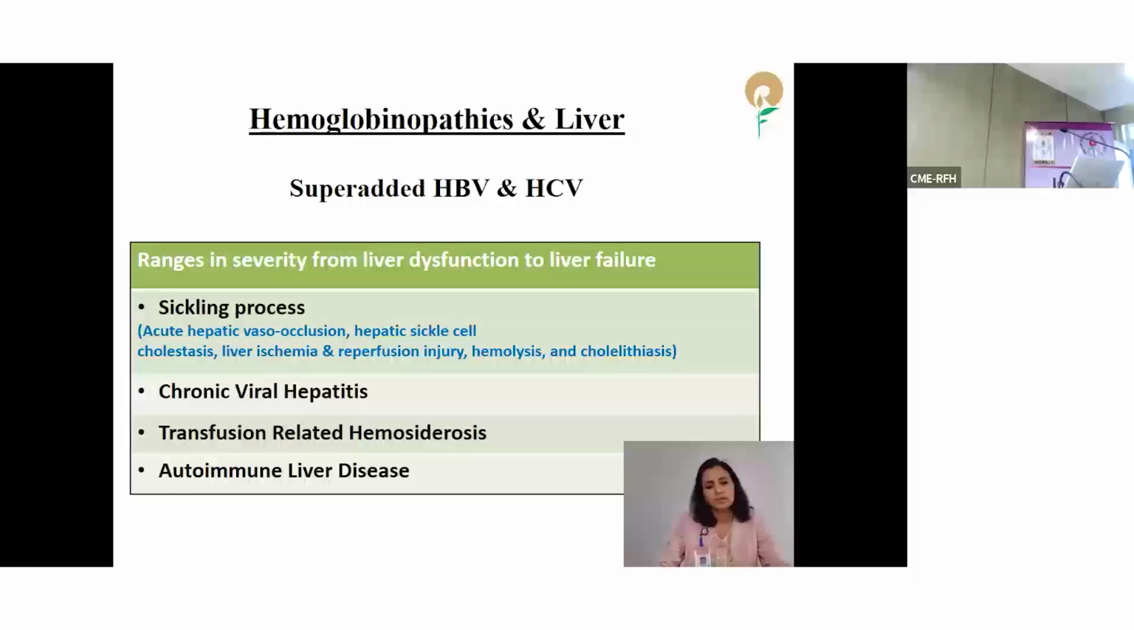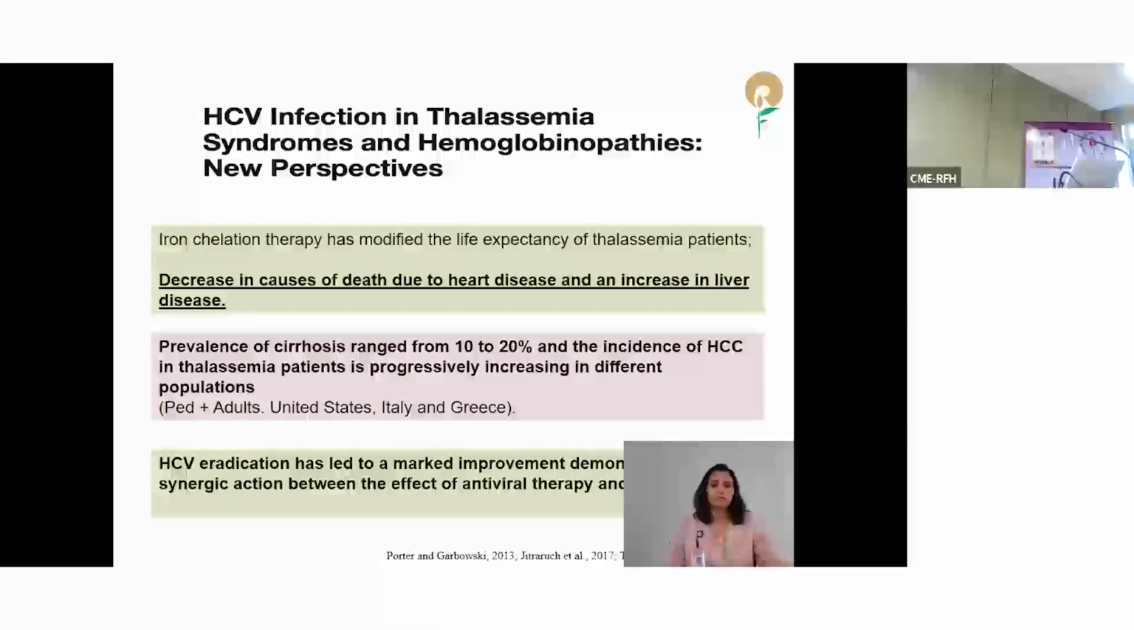The second, of course, is chronic viral hepatitis, which we will be dealing with in the rest of the talk. Transfusion-related hemosiderosis is definitely a cause, and thanks to iron chelation, things are better for other organs. However, the liver is one which has to go a long way for them. And we have some cases where autoimmunity is also raised to a higher level in these children. Unfortunately, they have to bear the brunt of it as well.